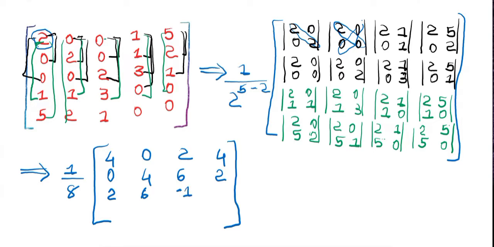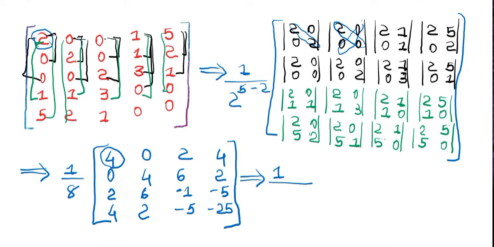Then here it will be 2 into 0 minus 1 into 1, which is minus 1. And 2 into 0 minus 5 into 1, that is minus 5. Then 2 into 2, which is 4, minus 2 into 1. 2 into 1 minus 0 into 5. And then the last one, which is minus 25.